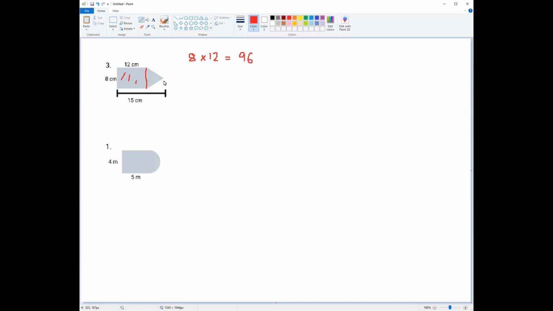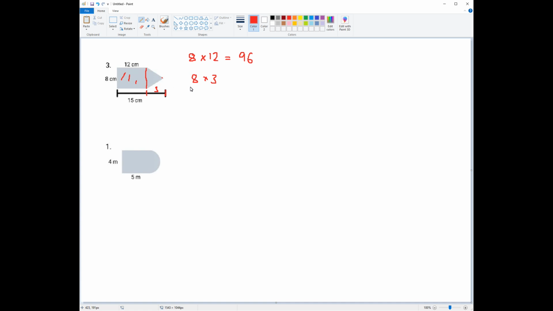Now we need the triangle. So if the whole thing from the base, where it says 8 centimeters, all the way up to the top here, if that is 15 centimeters, and the box we just calculated is 12, that means we have 3 centimeters left. So the part from here to here is 3. So that's going to be the height. And the base, well, that is still 8.